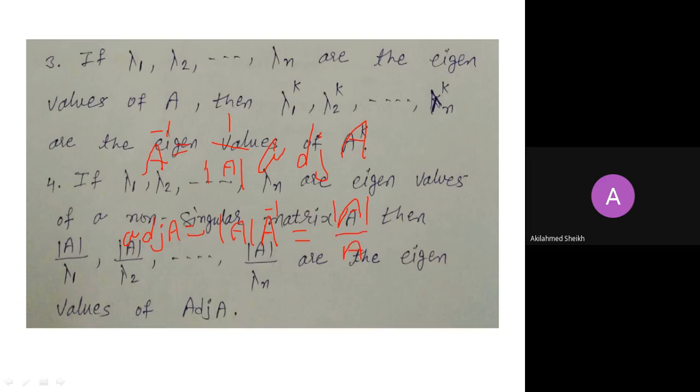Now here if we are given the matrix A has the eigenvalue lambda 1, lambda 2, then just replacing matrix A by lambda 1, we get here determinant of A divided by lambda 1, determinant of A divided by lambda 2 will be the eigenvalues of the given matrix, means adjoint of A.